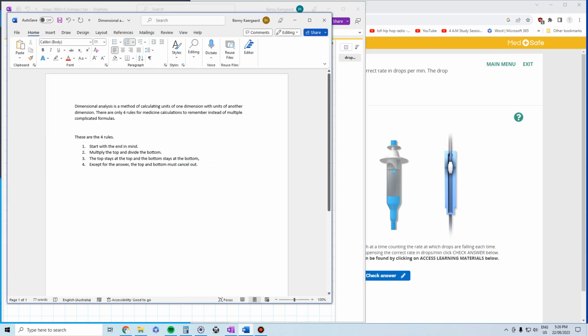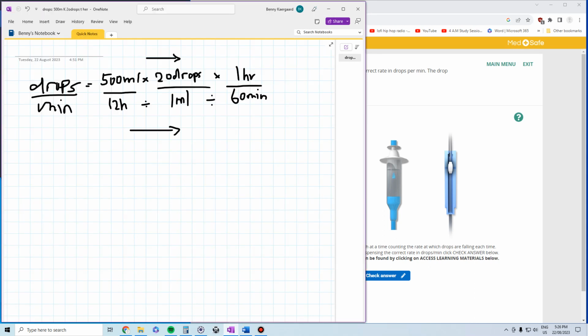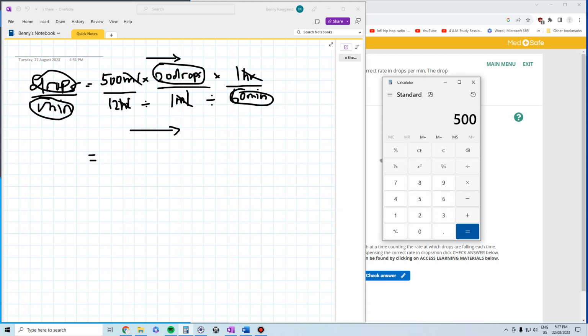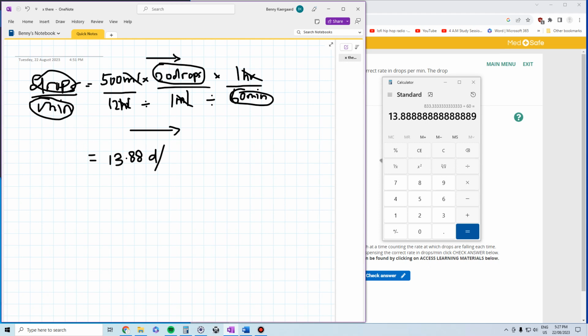Now, except for the answer, the top and the bottom must cancel out. So except for drops here and minutes here, everything else must cancel out. So we've got hours, hours, we've got milliliters, milliliters. So now we can do our calculation. We go 500 times 20 divided by 12 divided by 60 equals 13.88 drops per min.